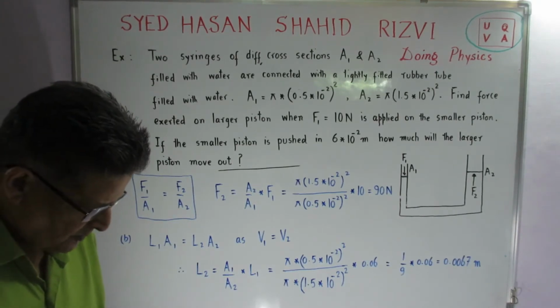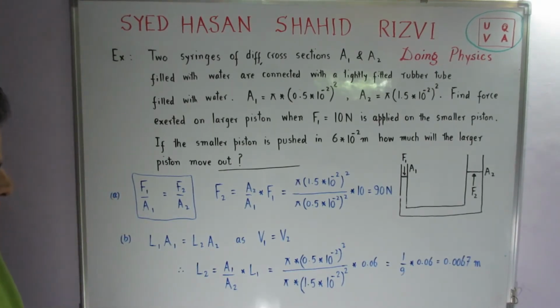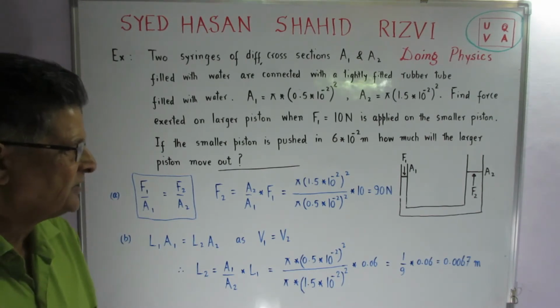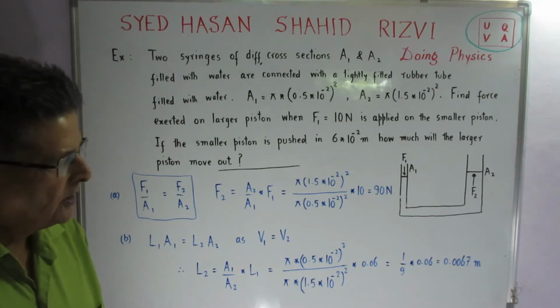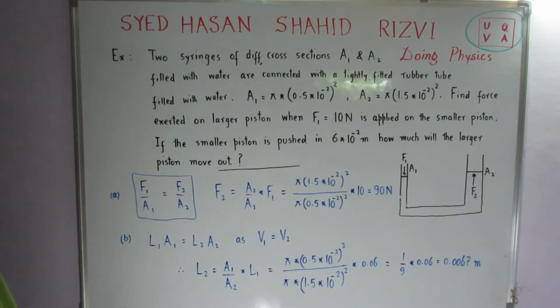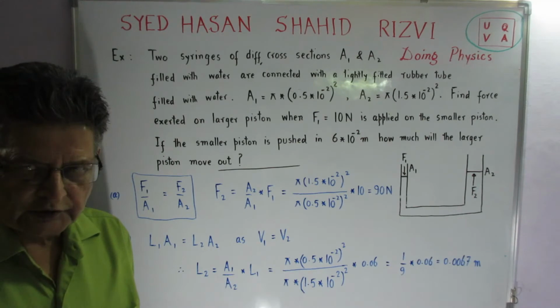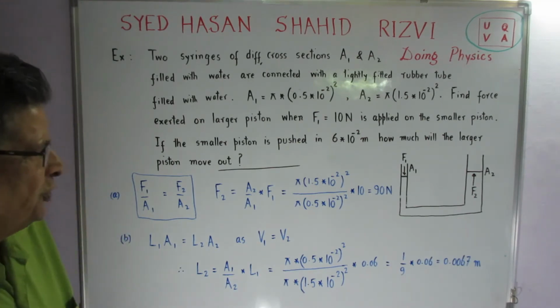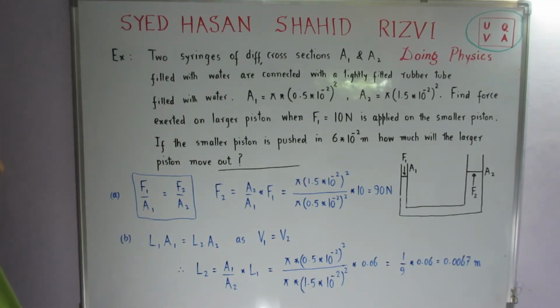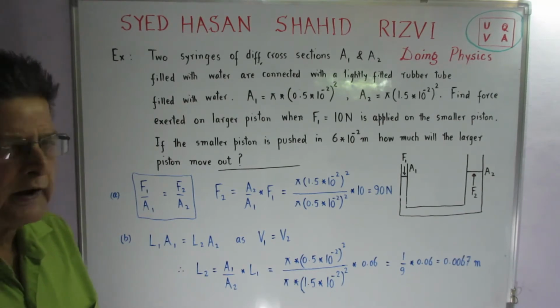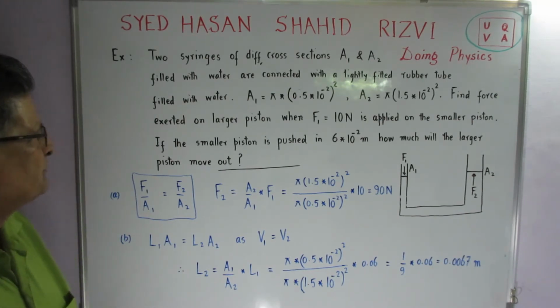So there is a very simple question through which I try to strengthen the idea that was given for Pascal's law of distribution and transmission of pressure. The question I read for you: two syringes of different cross sections. So syringes are tubes, one and the same. The cross sections are A1 and A2 respectively.